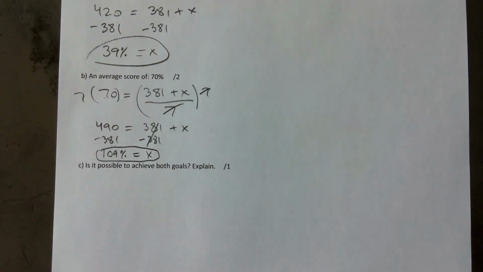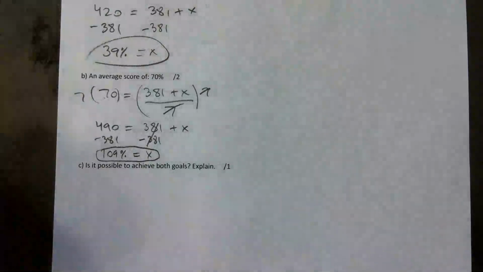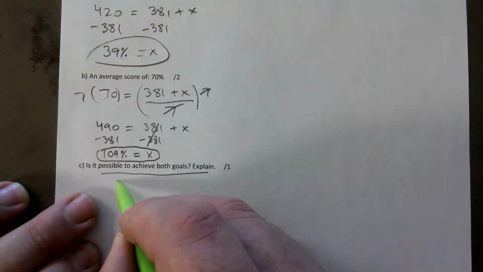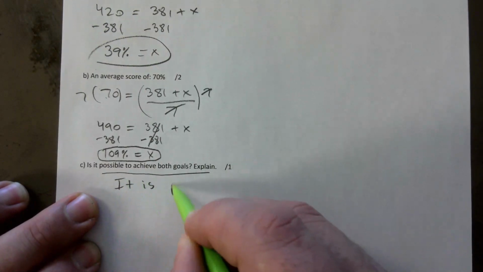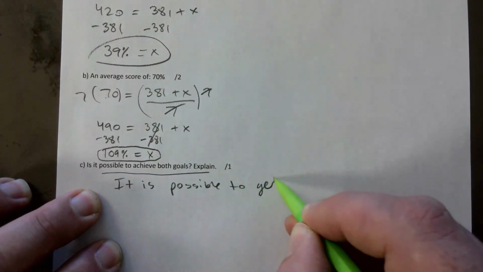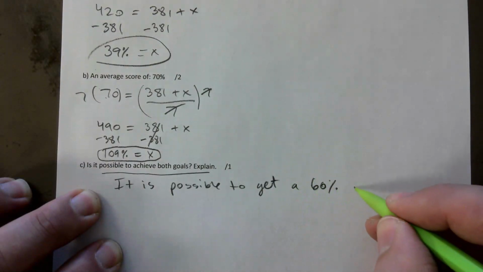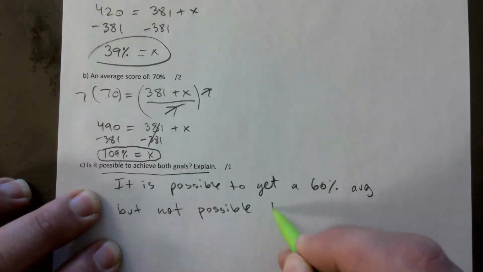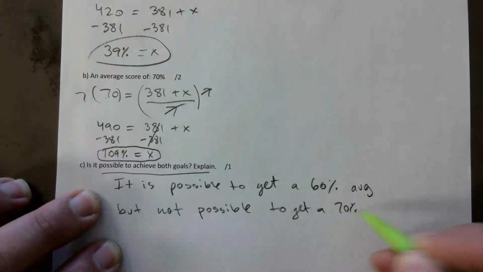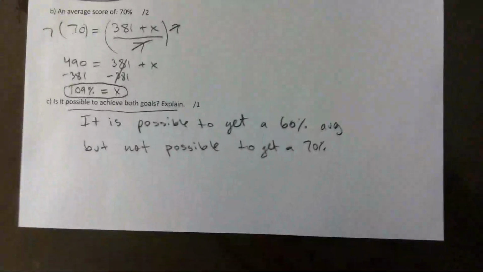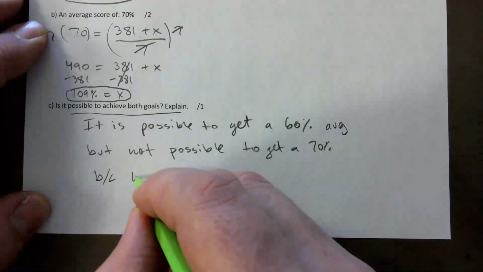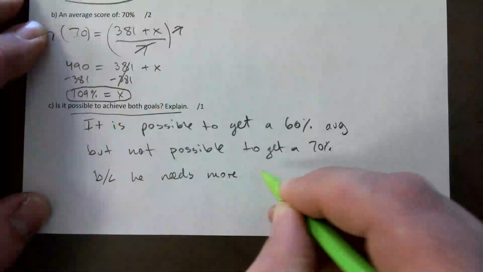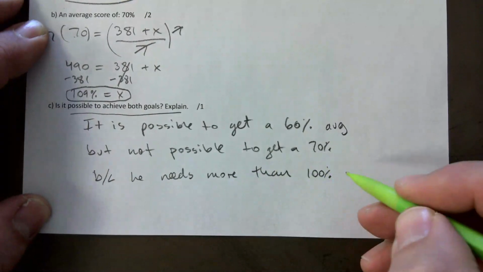Say what? Is it possible? No, I mean, that's what you need, but it's not possible. Unless there are bonuses, but we don't consider bonus marks, okay? Okay, so is it possible? It is possible to get a 60 average, but not possible to get a 70%. Why is that? Because you need more than 100%. He needs more than 100% on the test.